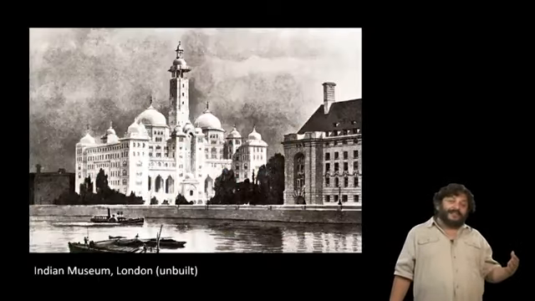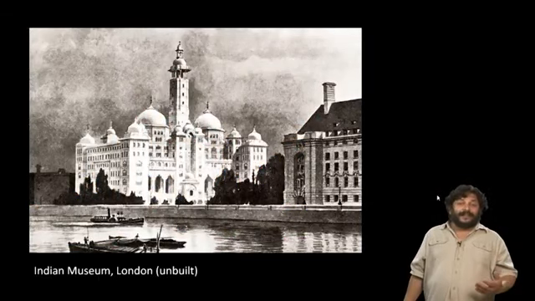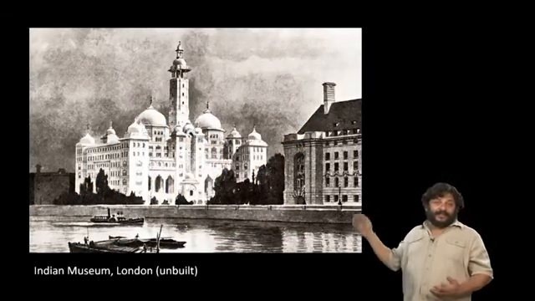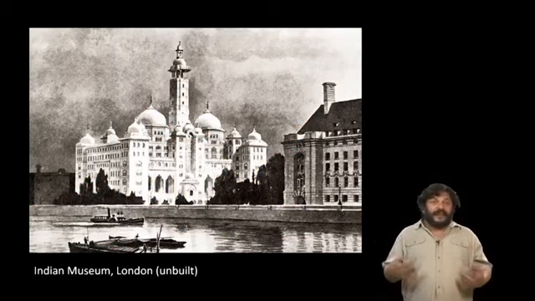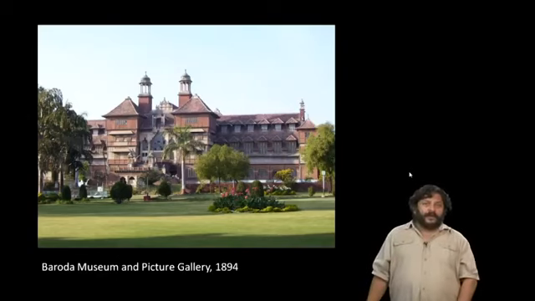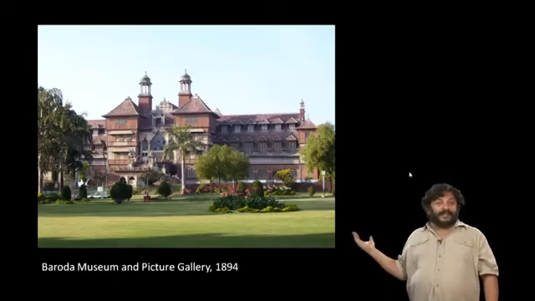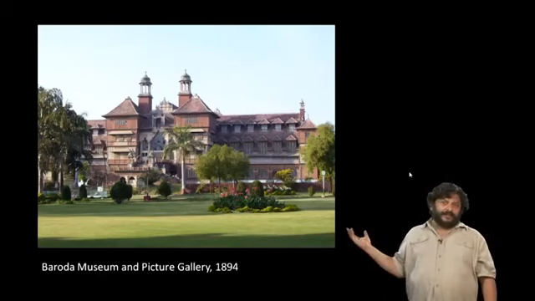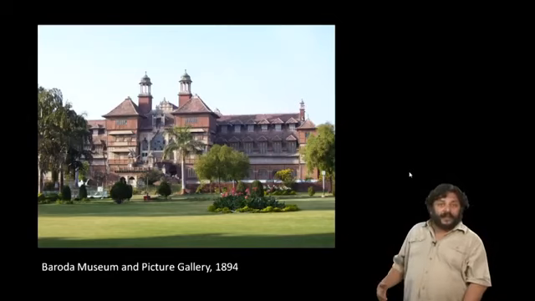There were buildings that never got built, such as Robert Chisholm's Indian Museum, which was meant to be in London, but really could have been anywhere in Calcutta, in Allahabad, in Delhi, Lahore, Bombay, Madras or Mysore. You also have museums such as the Baroda Museum, which looks like it is a European country club.